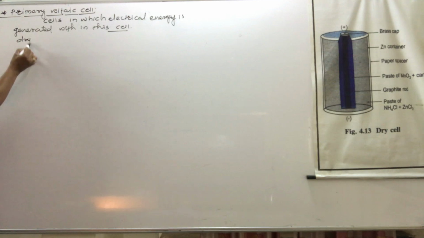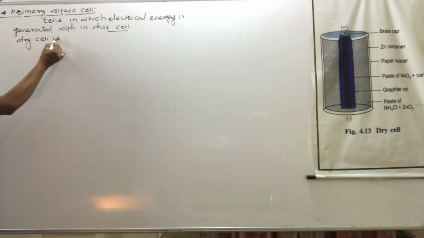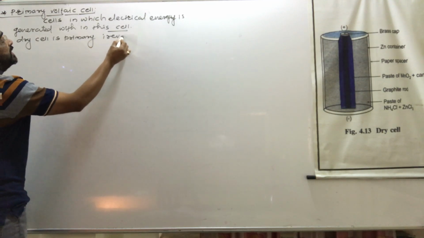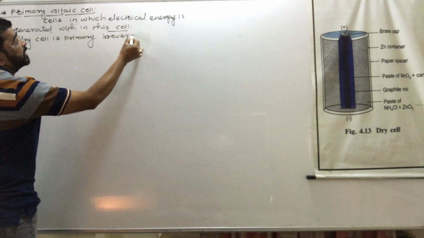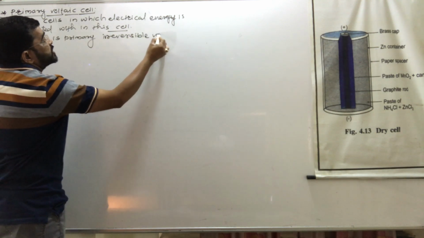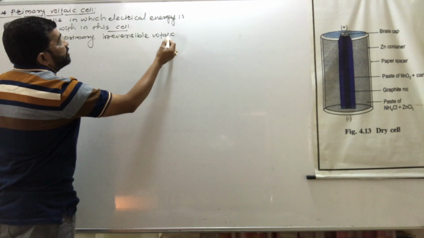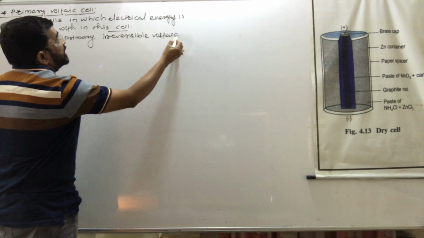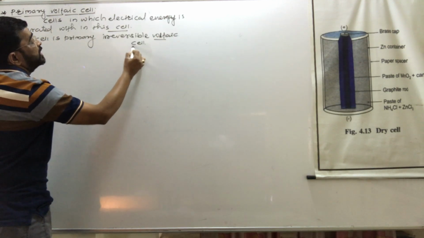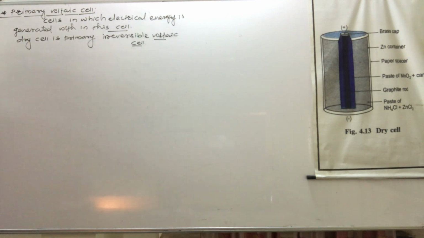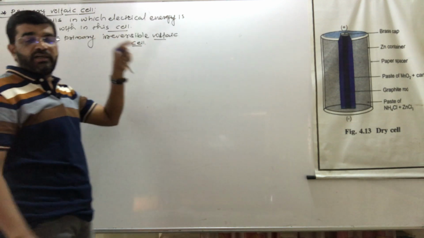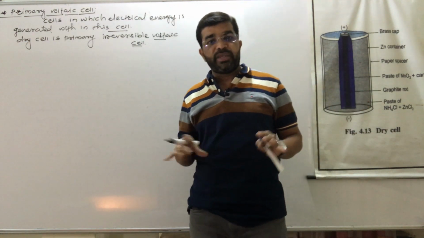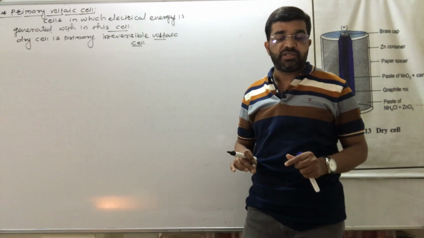The dry cell is a primary irreversible voltaic cell. A primary irreversible voltaic cell is nothing but the dry cell. Primary means electrical energy is generated within this cell only. It is not stored from any external source or agency.